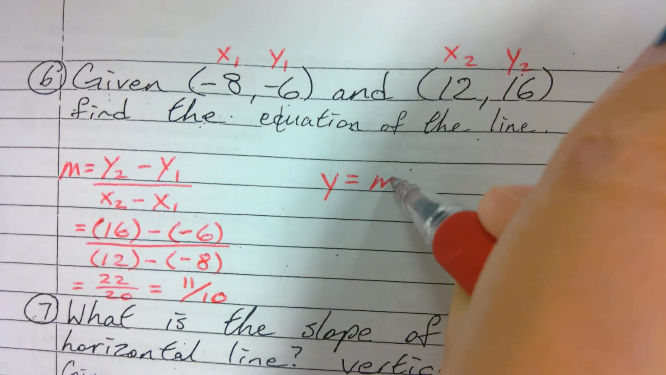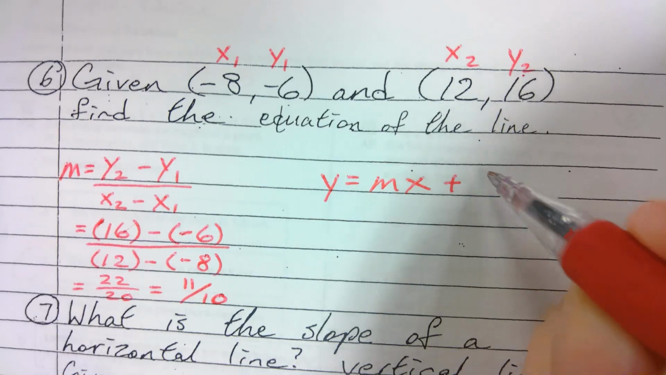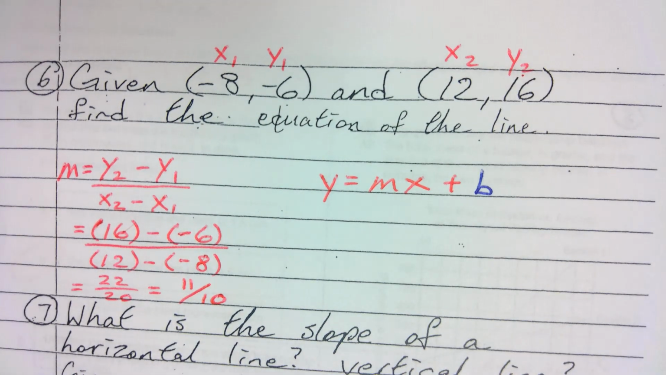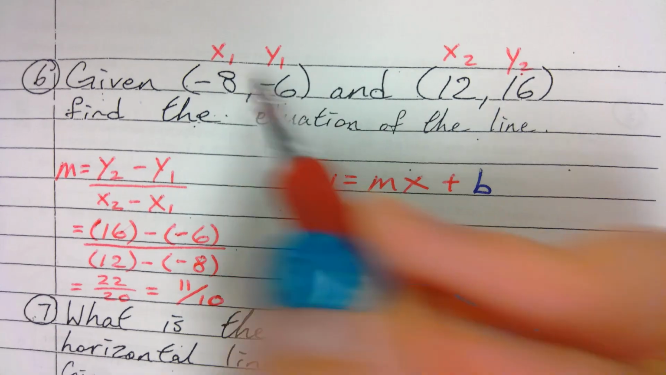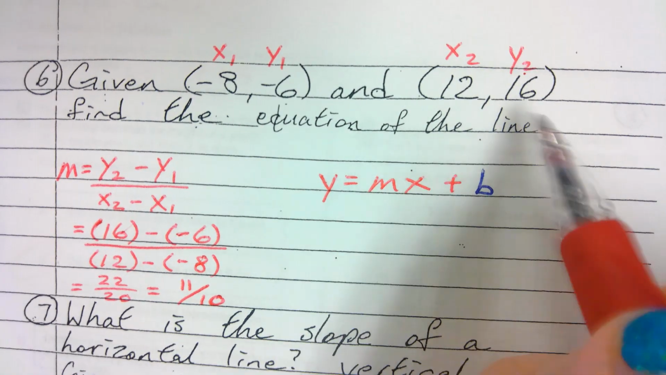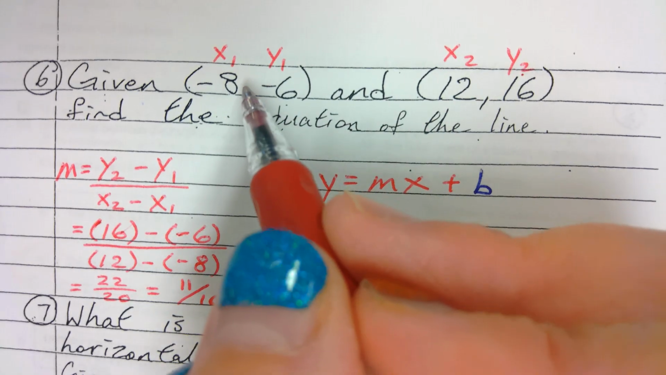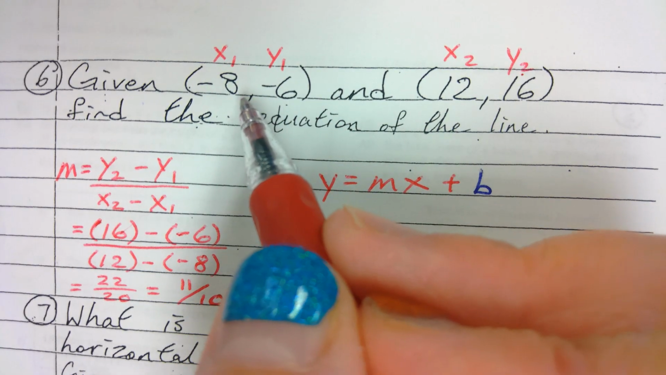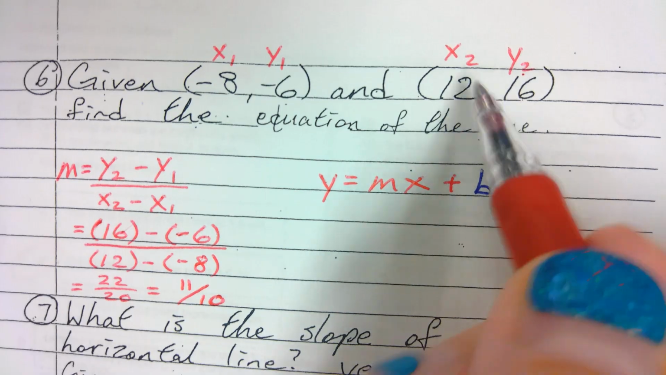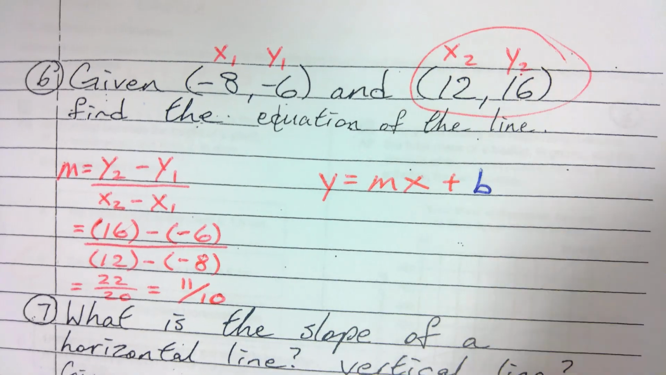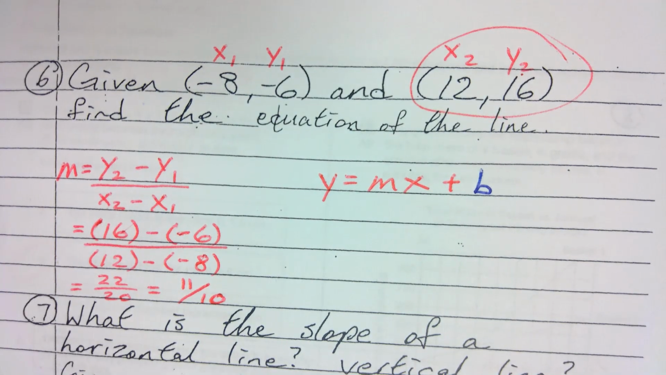Okay, so now that I know what M is, I need to figure out what B is. So I'm going to choose one of these points. Which point looks like it's the nicer point to use? Yeah. The first one. Oh, this one? Really? Okay, I would have chosen this one just because it's positive numbers. Okay, but again, doesn't matter which point I choose.